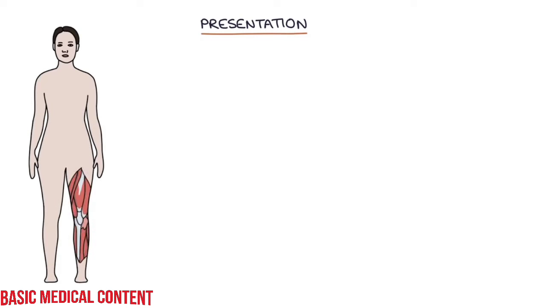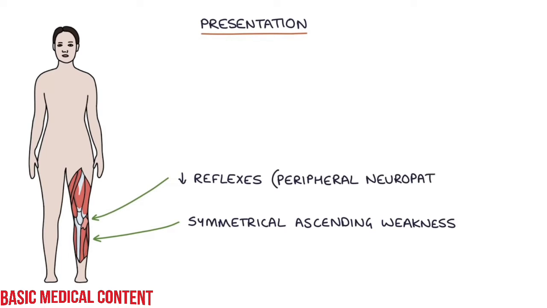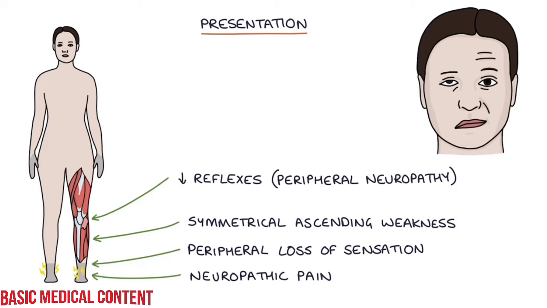So how does Guillain-Barré syndrome present? Well, it presents with a symmetrical ascending weakness, which starts from the feet and moves up the body. There will be reduced reflexes, because it's a peripheral neuropathy. There may be peripheral loss of sensation or neuropathic pain, and it may progress to the cranial nerves and cause a facial nerve weakness as well.